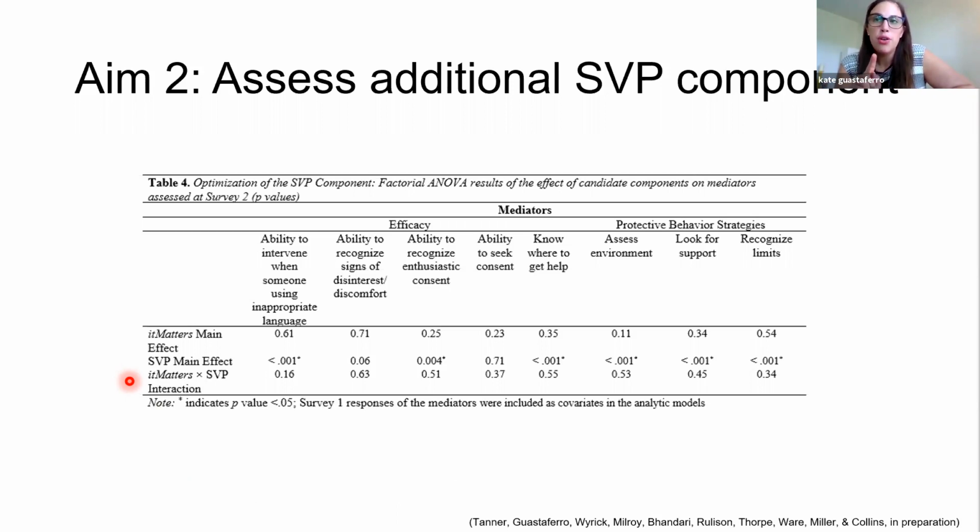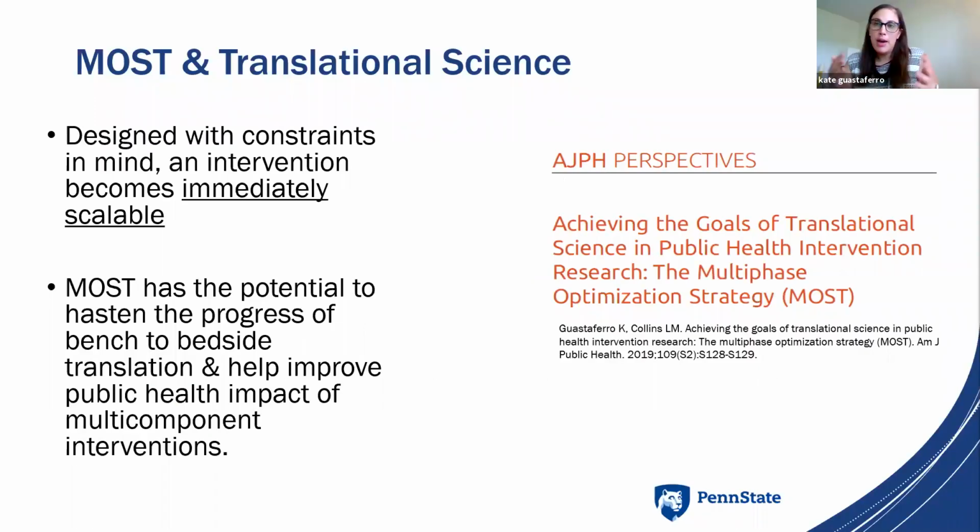So what this shows is that we can't just assume adding something to an existing intervention is going to work. We have some initial implication that this could be effective, but we can't just roll it out. We need to refine it and make it work together with itMatters. So that's itMatters in a nutshell.